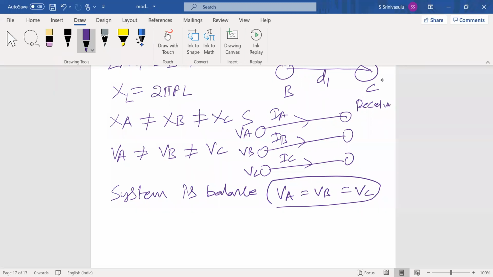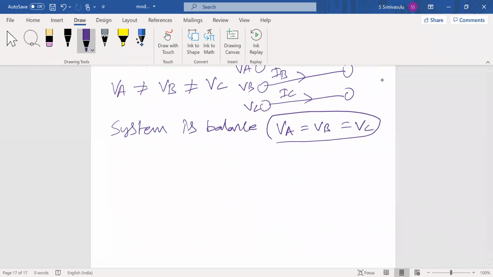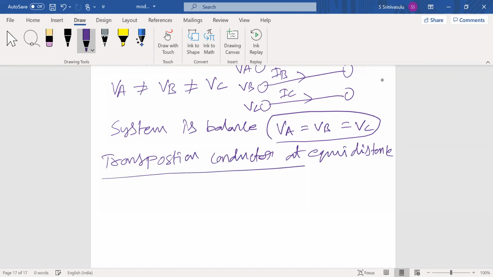Now, how do we overcome this effect? One method is called transposition of conductors at equidistance. If you transpose the conductors at equidistance, we can overcome this effect.